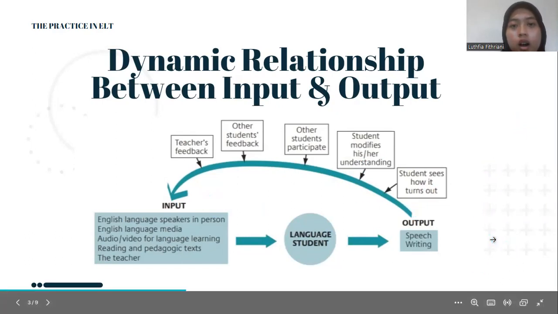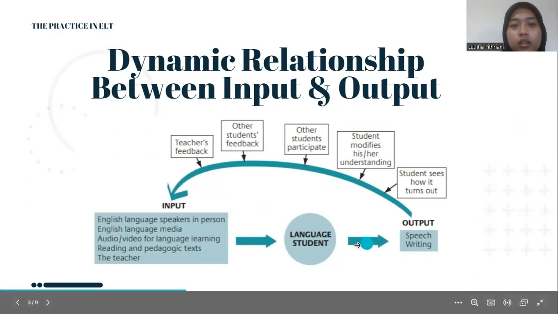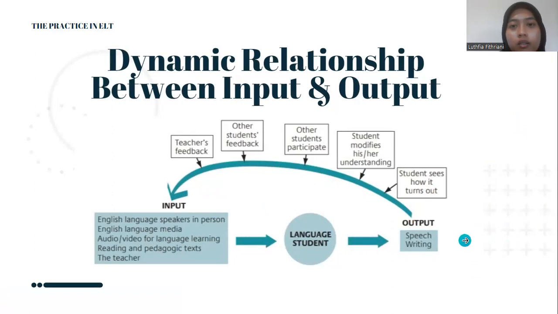In output, the students are pushed to produce the language by practicing. By practicing, the student will get another input which is called feedback. The student will get feedback from the teachers or from the other students.